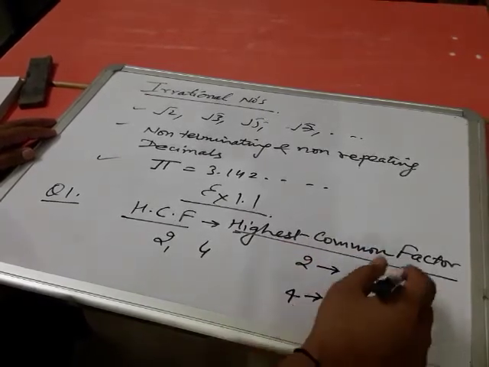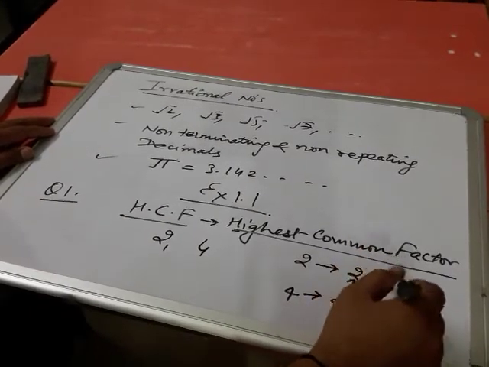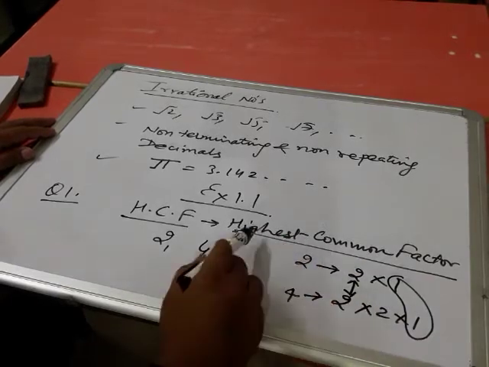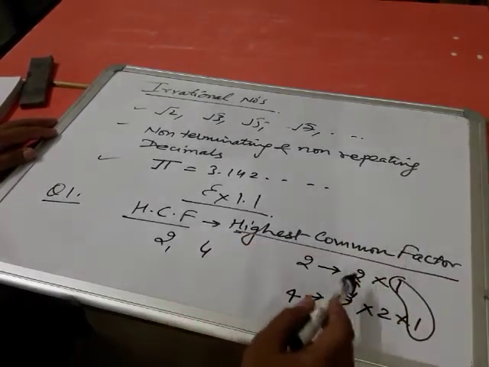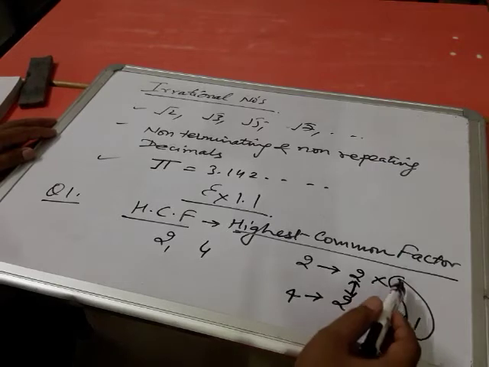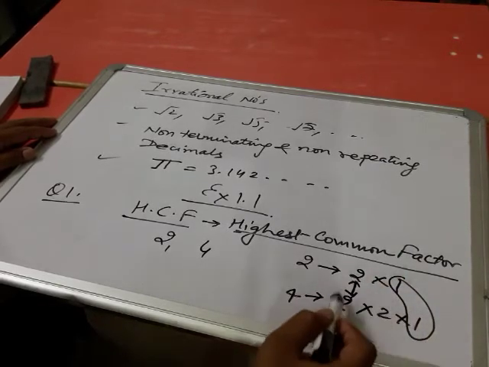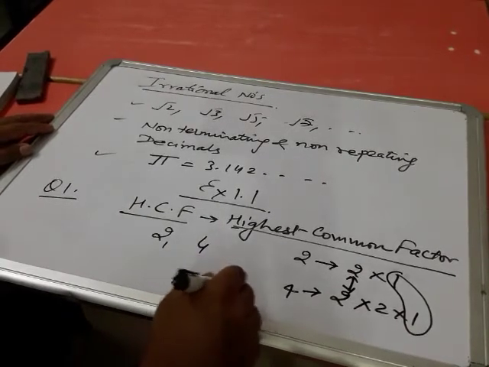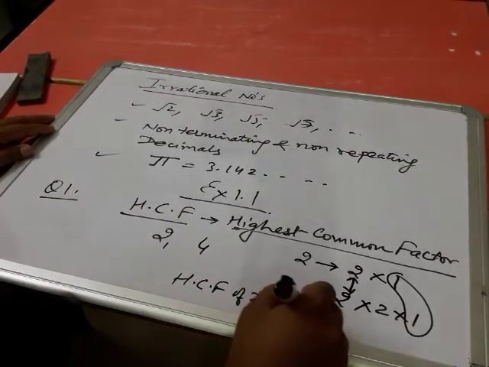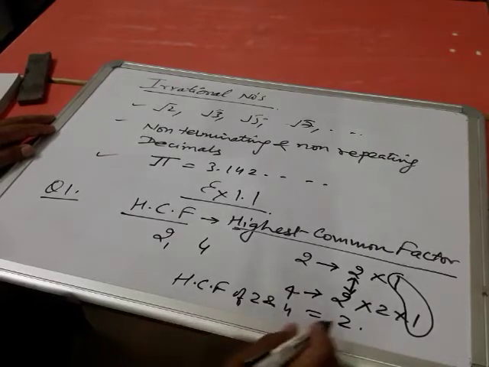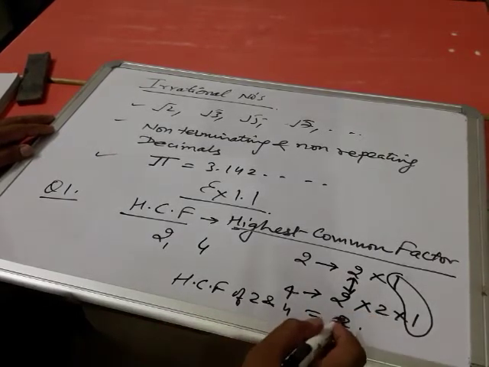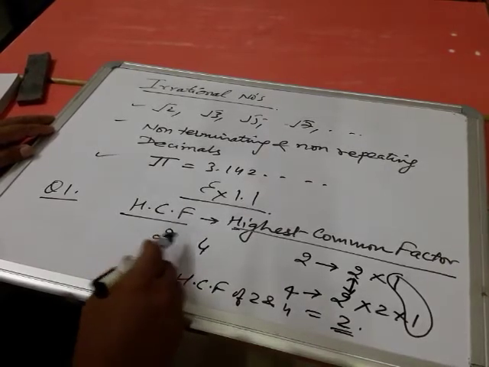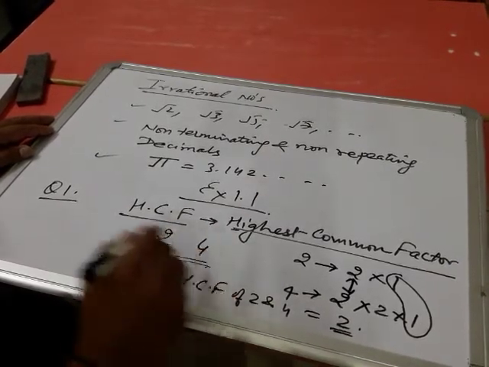And is there any other factor which is common to both? There is also 1. 1 is also common. But we have to choose the highest common factor. 1 is a common factor and 2 is also a common factor, so the highest is 2. So the highest common factor of 2 and 4 is 2, and this 2 divides both numbers, 2 and 4. This is the actual meaning of HCF.